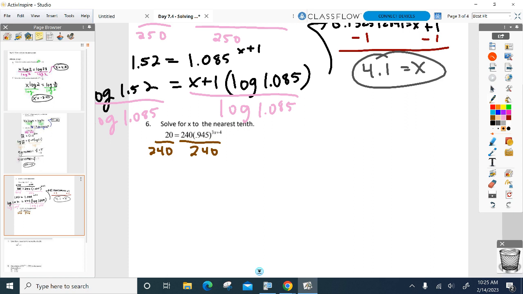So when you do 20 over 240, I don't think that decimal looks very appealing to write down, does it? So change it back into a fraction, a math fraction. And I think 1/12 is a little cleaner to write down on your paper than whatever that decimal was.